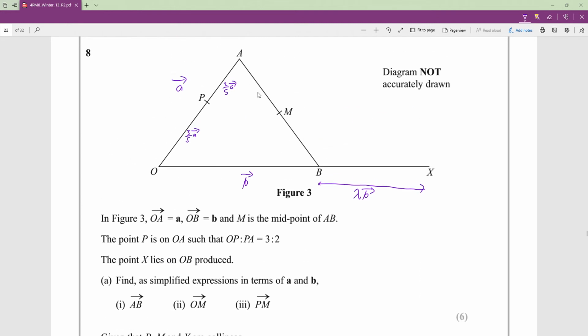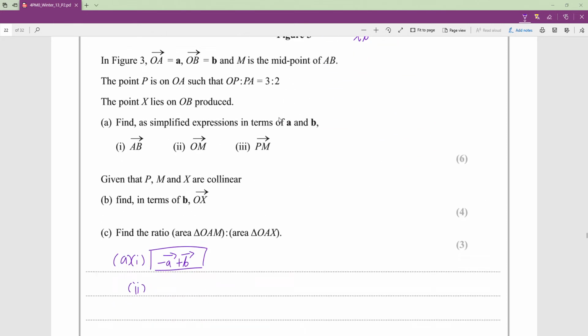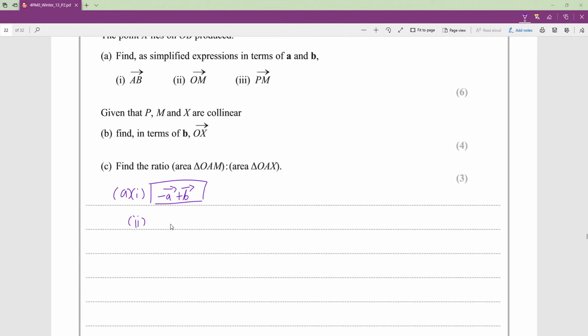Secondly, OM is going from O to A and then going halfway from A to B. So what we can actually phrase this as is A plus a half AB. And actually we should make this clear that this is AB being equal to this. And then we substitute negative A plus B into this. So the vector A plus minus a half A plus a half B.